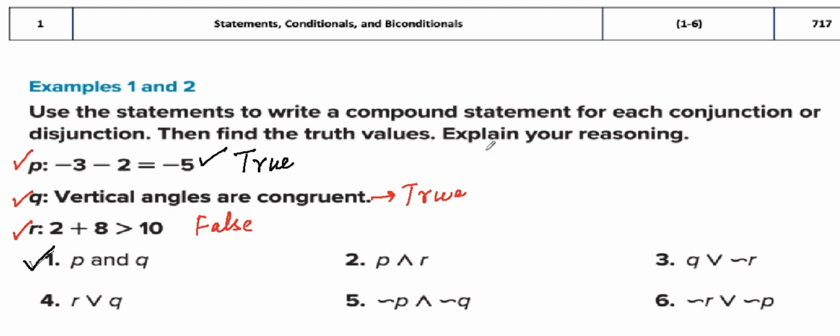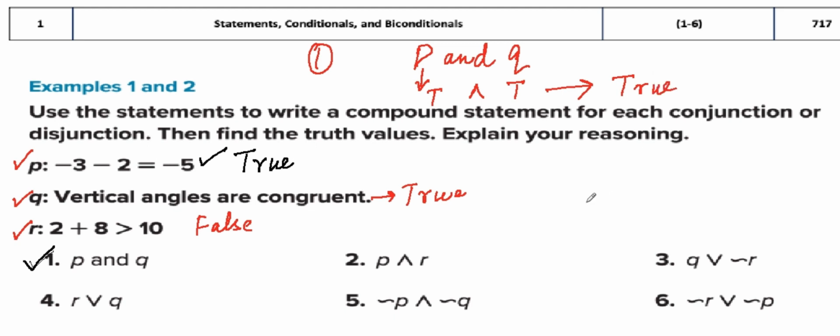Now, what is the meaning of the first part, P and Q? This one is true, and this one is also true, and this is the sign of and. True and true is always true. They're asking to find the truth value of this, so the truth value is true.